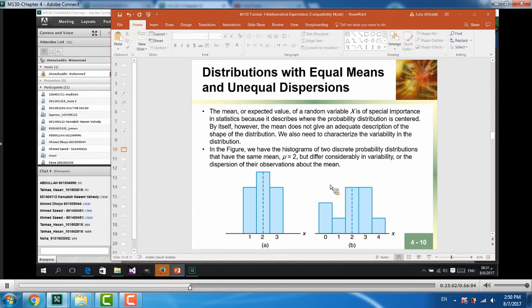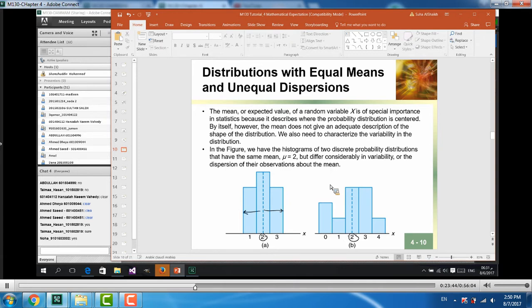Now in this slide, they are discussing two things here. They are showing you two diagrams of two distributions with the same mean. As you can see, the mean shows me the center of the data. So the two distributions here have the same mean, which is 2. The center of the data is 2. Yet the distribution of the data is different here.